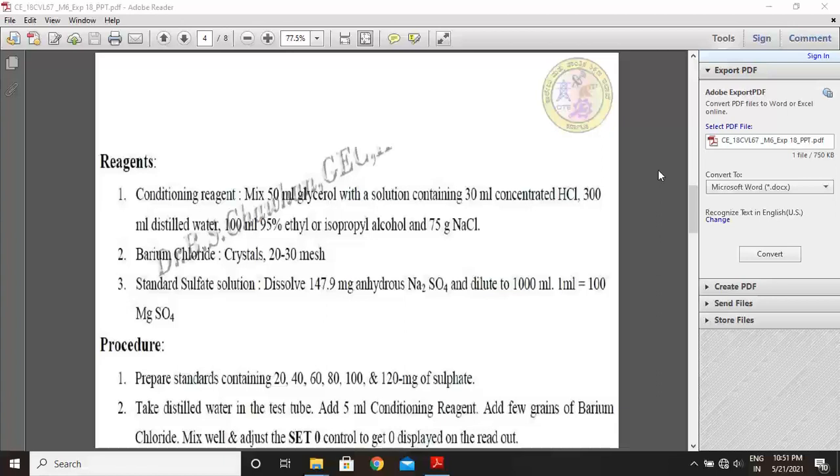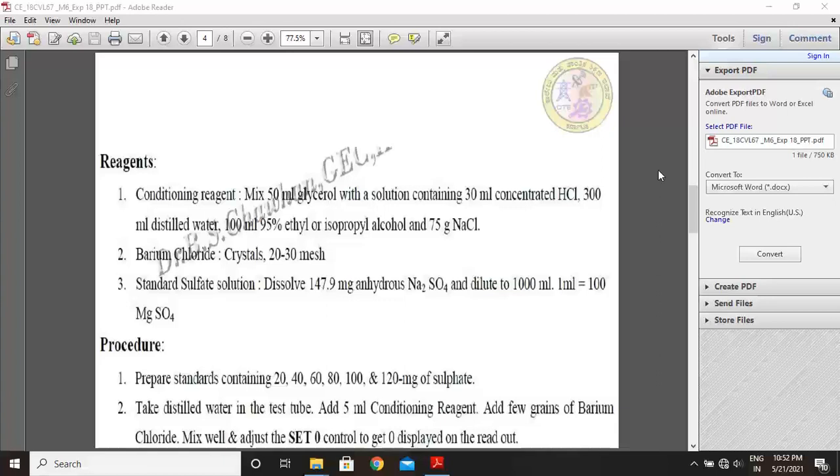Then how to prepare barium chloride? Barium chloride crystals of 20 to 30 mesh are required. Next, standard sulfate solution is required. How to prepare it? Dissolve 147.9 mg anhydrous sodium sulfate and dilute to 1000 ml with double distilled water. So now 1 ml equals 100 micrograms of sulfate. This is how to prepare the standard sulfate solution.